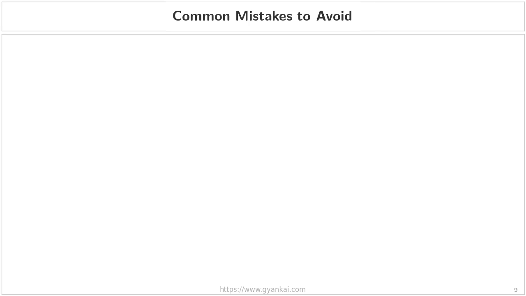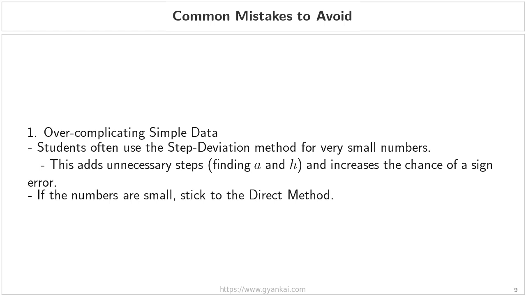Common mistakes to avoid. First, try not to overcomplexify simple data. I often see students using the step-deviation method even when the numbers are very small, like in our first scenario with the small parcels. While it technically works, you are adding unnecessary extra steps, such as calculating the assumed mean and the class size. This extra work actually increases your risk of making a sign error. Remember, if the class marks and frequencies are small, stick to the direct method to keep things simple and fast.